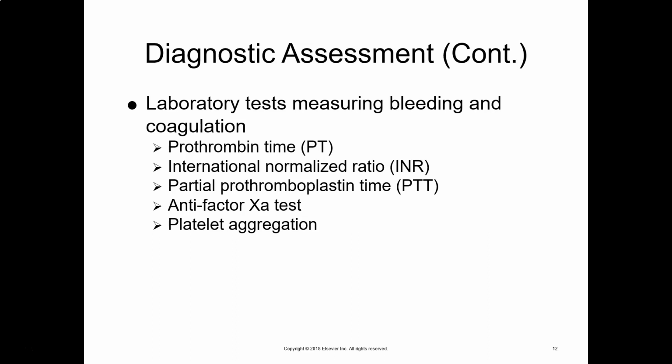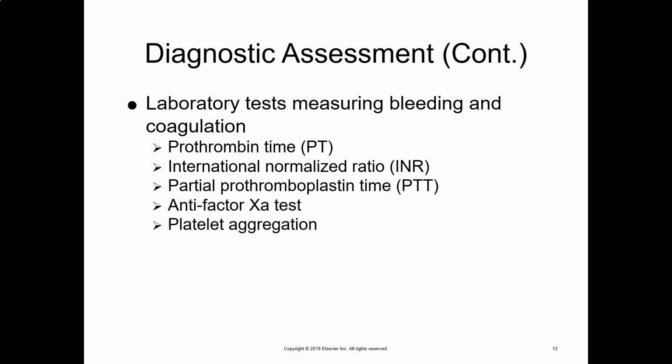Your PT, or your prothrombin time, excuse me, is used less often now to see how fast blood clots. They now use the INR, which is the International Normalization Ratio. A normal INR is between 0.8 to 1.1. When it's used to monitor warfarin, which is an anticoagulant, the desire is usually between 2.0 and 3.0.